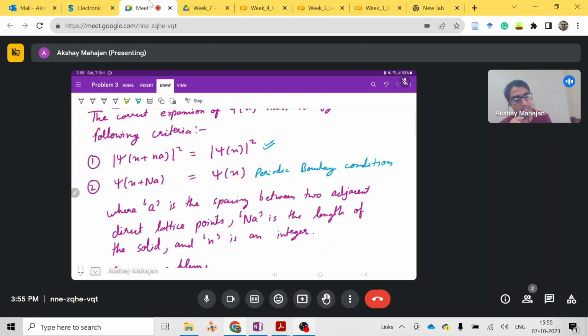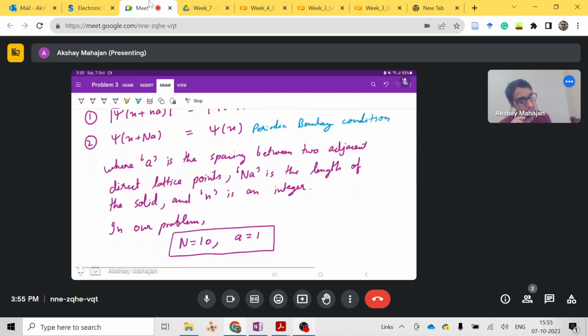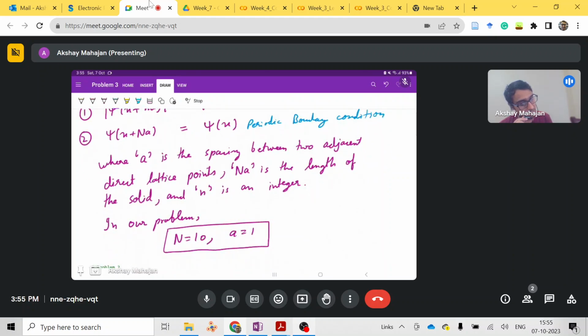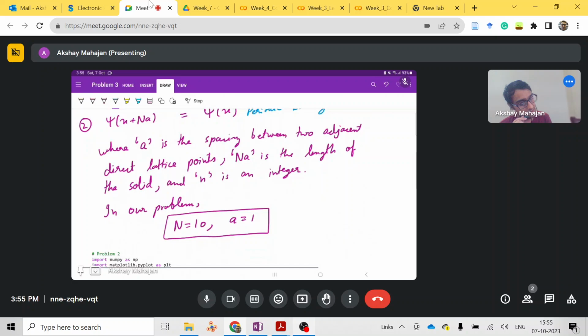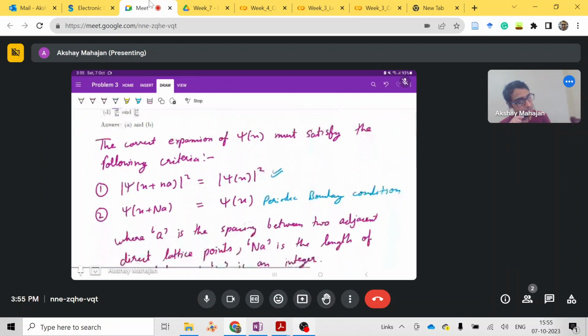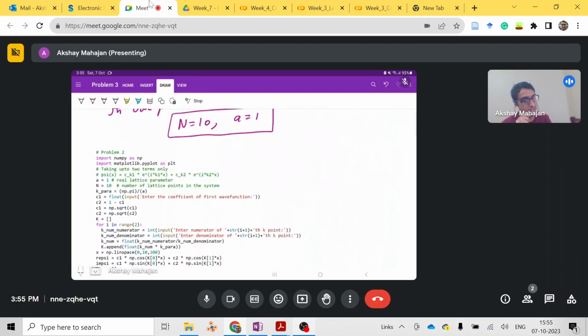Psi of x plus capital N a is equal to psi of x, where a is the spacing between two adjacent lattice points, capital N a is the length of the solid, and n is just a small integer. In our problem, capital N is given to us as 10, and the lattice parameter a we are just taking to be 1. So to check which k points will be there, this is the code.